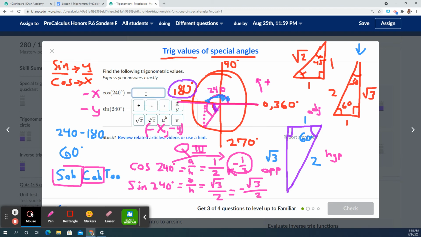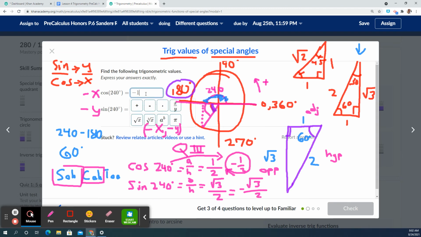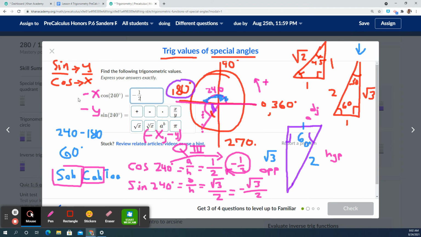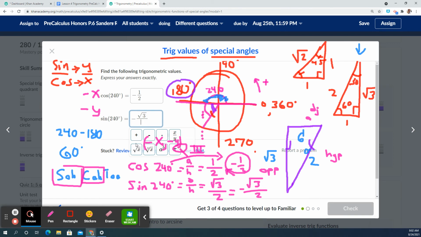All right, so for this one, negative 1 divided by 2. And on this one, it's negative radical 3 divided by 2. And just double check and make sure everything got typed in right. Everything looks good. All right, good job, great work.